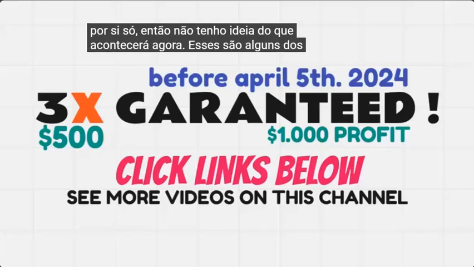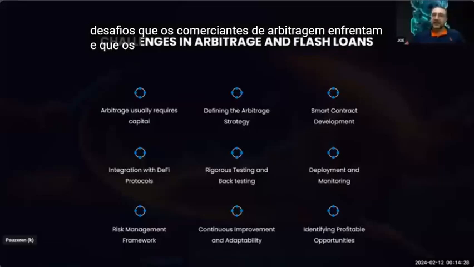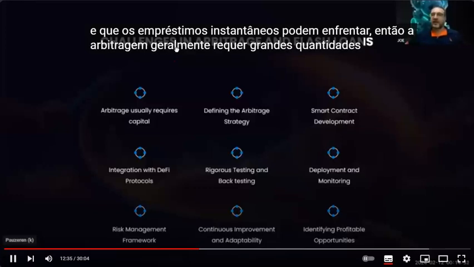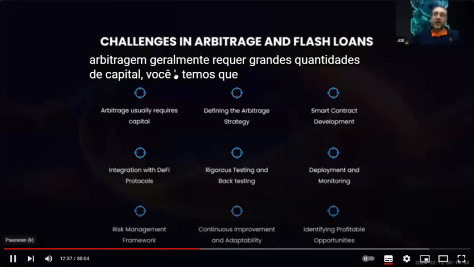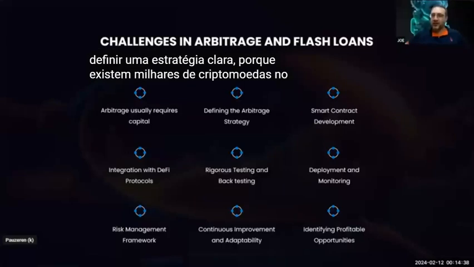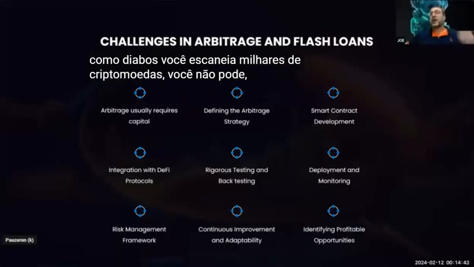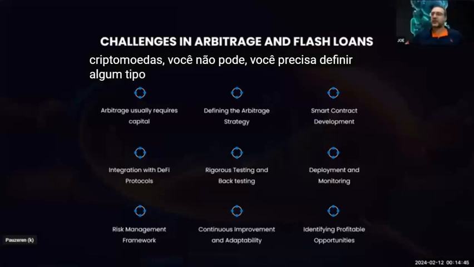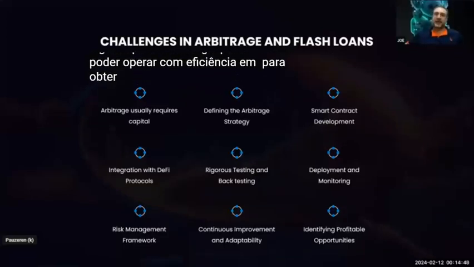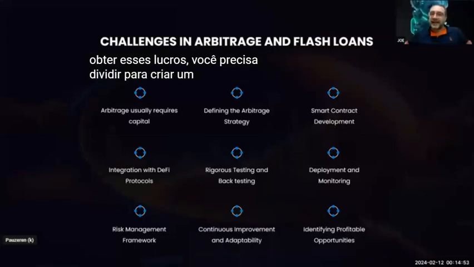Now, these are some of the challenges that arbitrage traders face and that flash loans can face. So arbitrage usually requires large amounts of capital. You've got to be able to define a clear strategy, because there are thousands of cryptos on the market. How on earth do you scan thousands of cryptos? You can't. You've got to define yourself some kind of strategy to be able to operate efficiently in order to make those profits. You need the ability to create a smart contract.